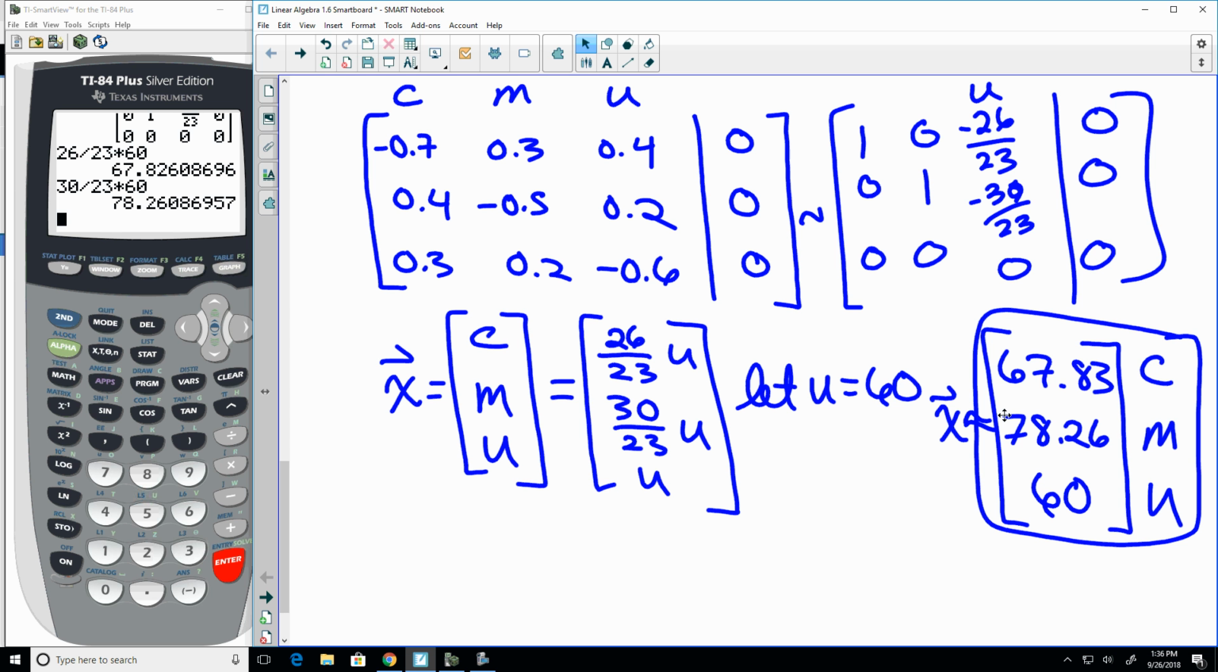Everybody good? That only works if the three variables in the United States. Yeah. Because that column didn't have a leading one. Yeah, and it gave us... Yeah, it knew that was a free variable.